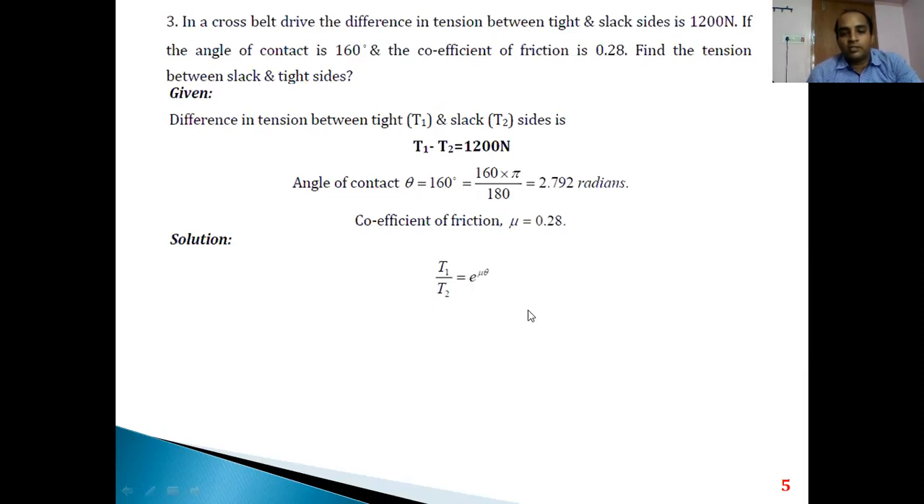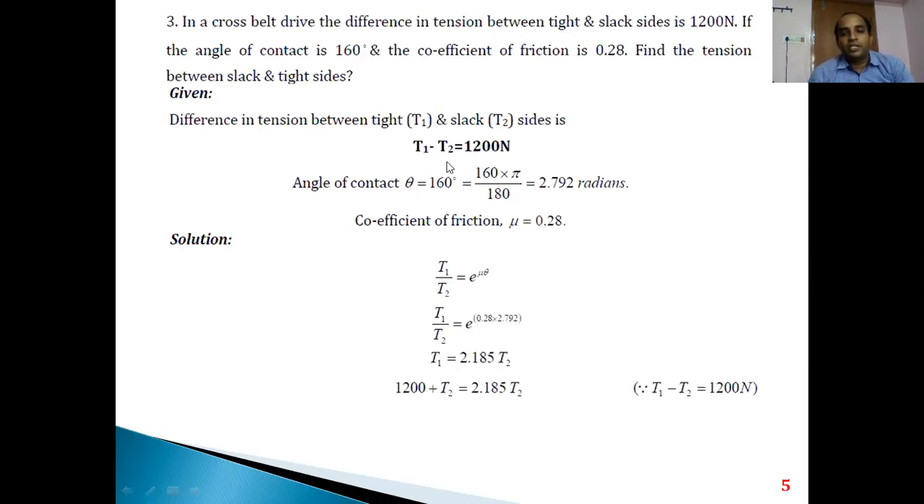Okay, so let us see what happens next. So T1 to T2, we have inserted the values given to us, that is mu and theta. So we get the resulting value as T1 by T2 is equal to 2.185, or it becomes T1 is equal to 2.185 T2 after simplification. So we need to find the value of T1 and T2.